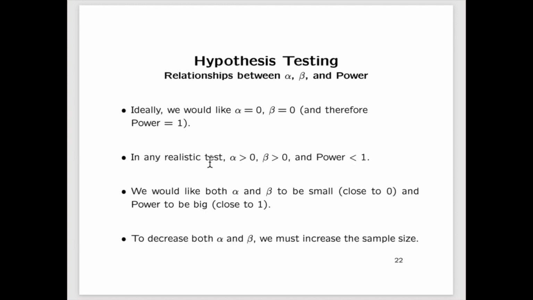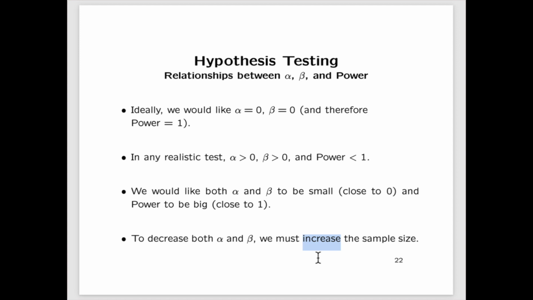So we would like for both alpha and beta to be small, as close to 0 as is reasonable in a given situation. But again, for a fixed sample size, we have this inverse relationship between alpha and beta. For a fixed sample size, we can't make both alpha and beta small. In order to make them both small, and in particular, once we've set alpha at the desired level, in order to make beta smaller, what we've got to do is increase the sample size. That's really the only way to accomplish that.